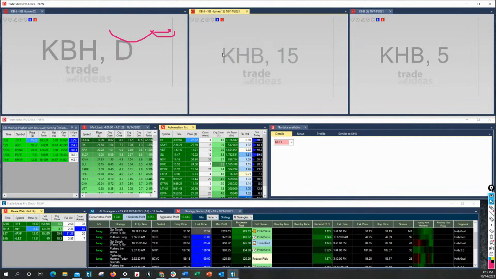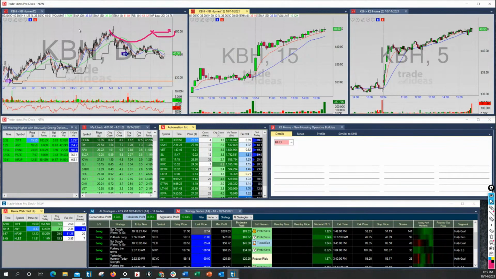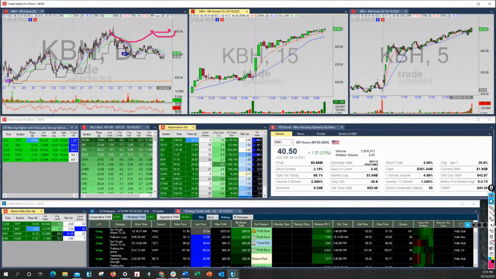KBH. So many stocks. There we go. KB Homes, yeah, KBH. So we'll see if that can get up. Some similar pattern in there, much lower on the chart, but are we trying? I don't know, but I'd love to see it get to that level, to see it then challenge that level.